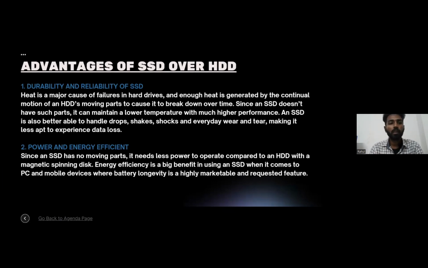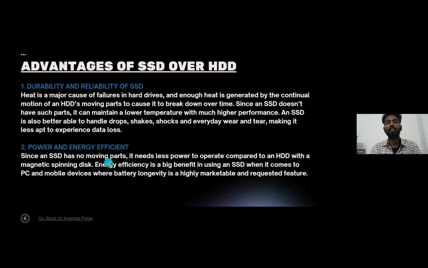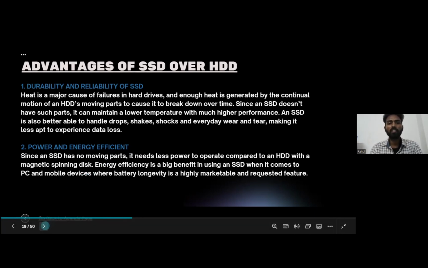Then we come to the next point, where we are going to see the advantages of SSD over HDD. Actually, SSDs are quite a bit better than HDDs. We can see this in terms of durability and reliability of SSDs. Majorly, you can see that SSDs are quite a bit more reliable and durable than HDDs. You can read the data in the slides written here, and we can say that HDDs also consume more power than SSDs. So SSDs are widely used in modern days over HDDs.